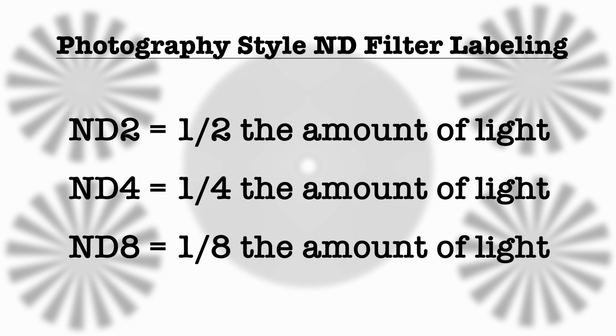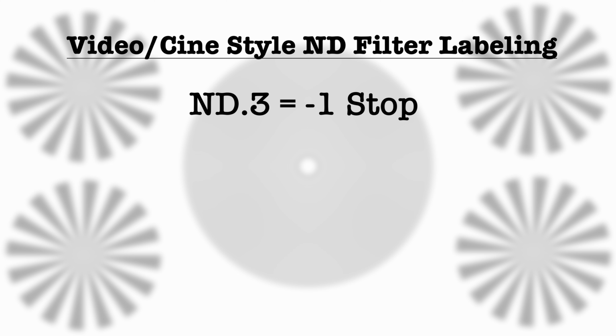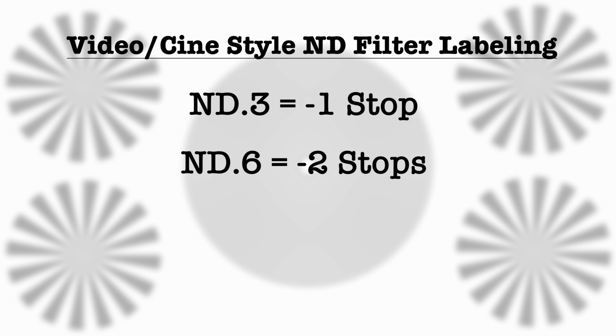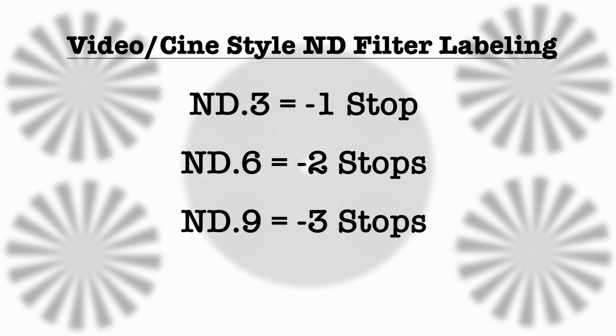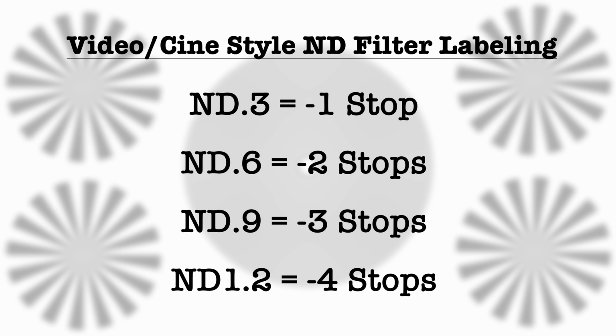light, and so on. In the cinema and video world, ND is often listed as a decimal of optical density, where each 0.3 equals a reduction of one stop of light. For this system, you have ND 0.3, reducing light by one stop, ND 0.6, reducing light by two stops, ND 0.9, reducing light by three stops, and it goes on from there.